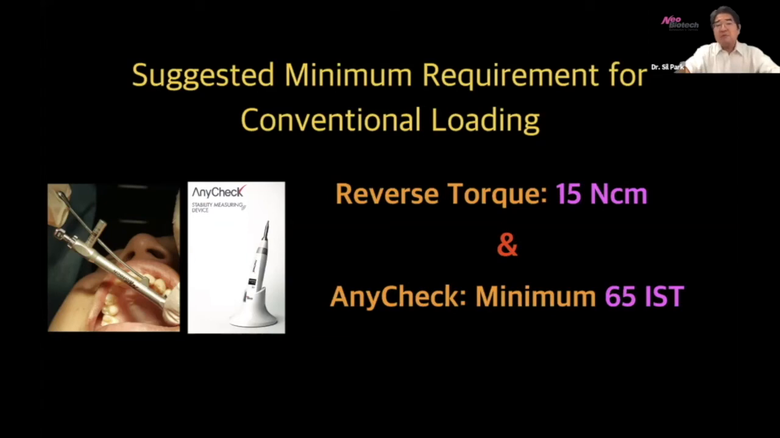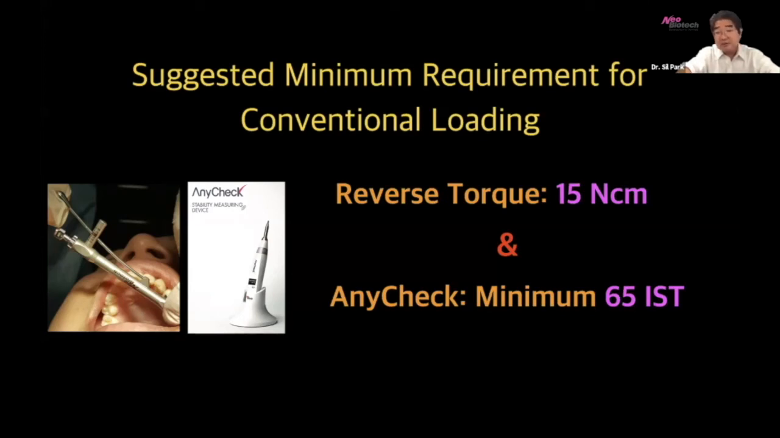Some people believe that 20 Newton centimeters of reverse torque is too much, and some people are really worried about applying reverse torque on the implant. However, think about it this way. When we tighten our implant with a temporary abutment, that is about 15 Newton centimeters, and for the final abutment we usually apply about 30 to 35 Newton centimeters. So 15 Newton centimeters of reverse torque is actually very minimal. If your implant is moving with 15 Newton centimeters of reverse torque, then you really do not want to put any crown on it whatsoever.